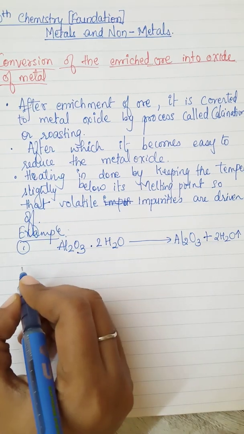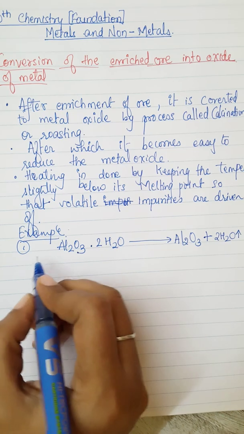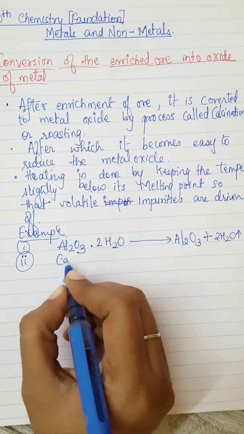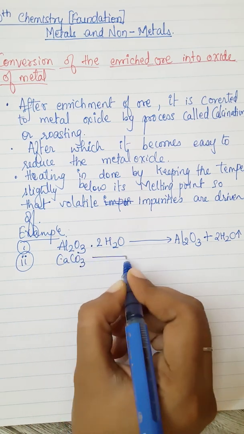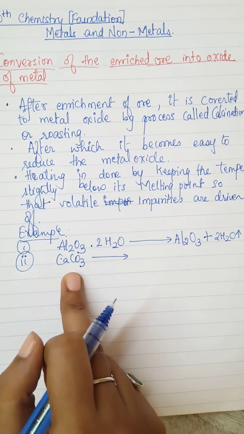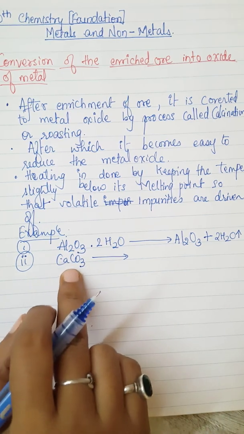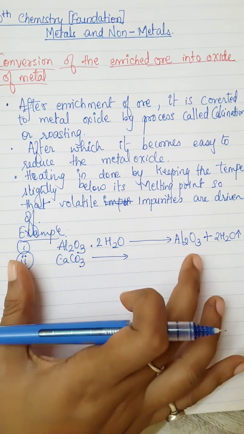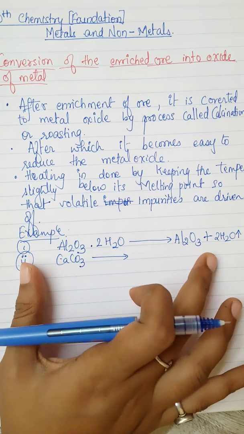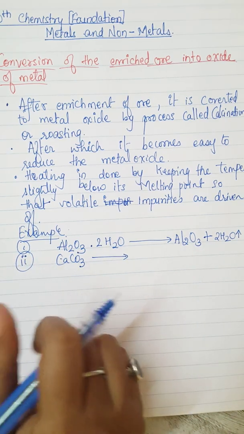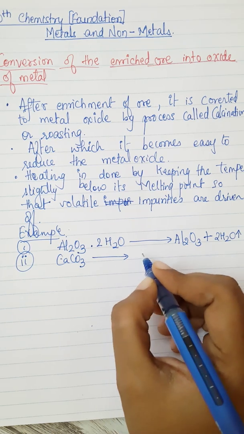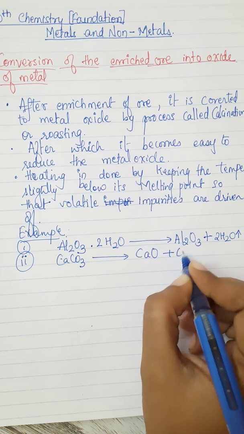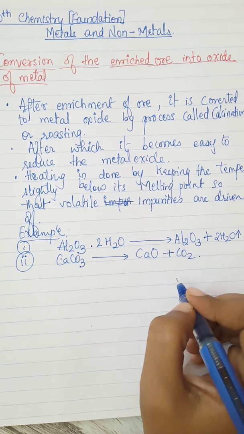Then we have carbonate ores. For carbonate ores also, for example calcium carbonate, we just heat it. There is already oxygen in the compound, so there is no need to add more oxygen. This heating will be done in absence of oxygen. It will form calcium oxide and carbon dioxide. Clear?